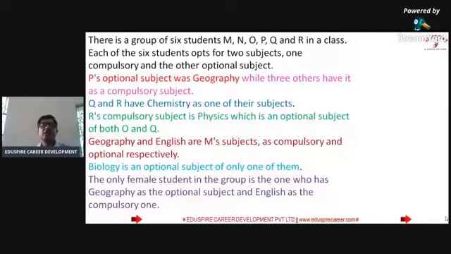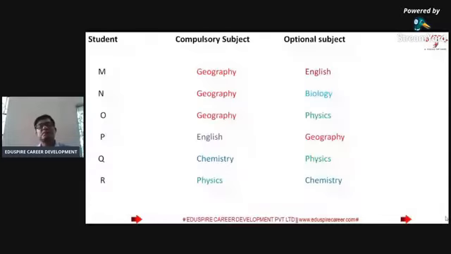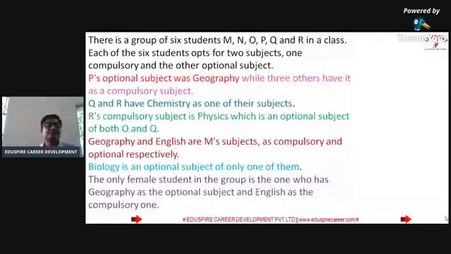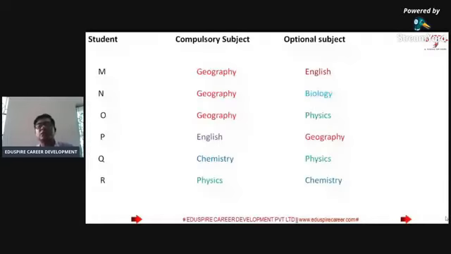So all other portions are already occupied. Biology is the optional subject of only N, because we find that geography and English are M's subjects as compulsory and optional. So geography is compulsory and English is optional. So all other optional subjects are already occupied. Only N is left. So N's optional subject will be biology. Hope you have understood this.